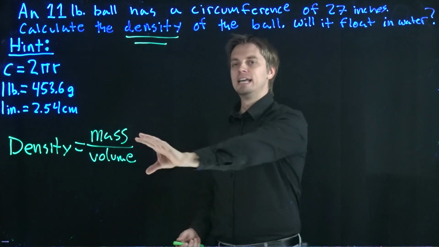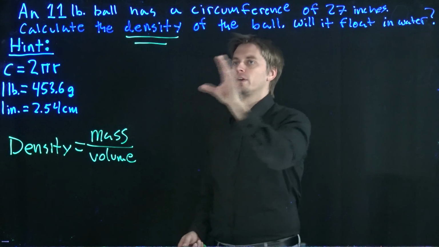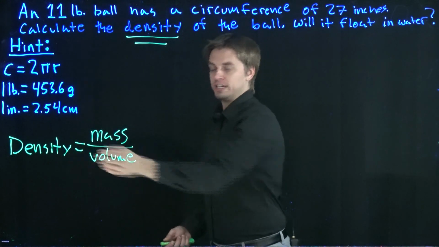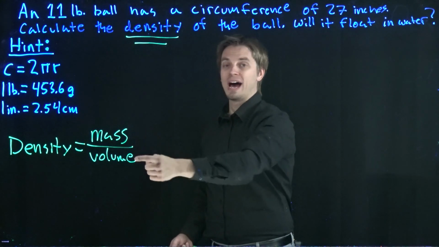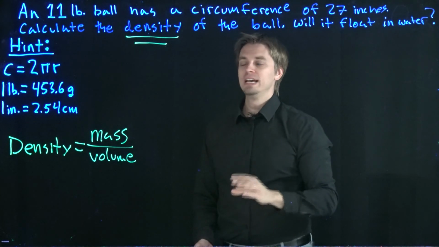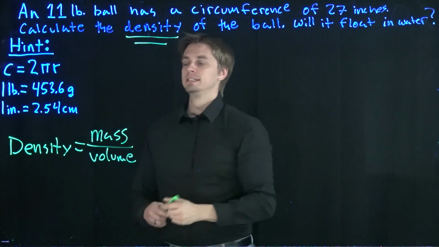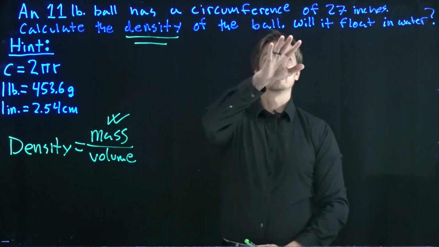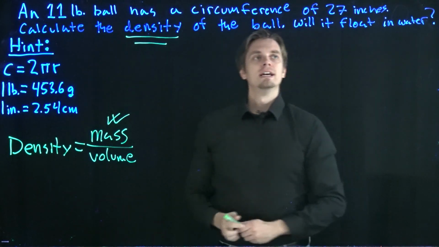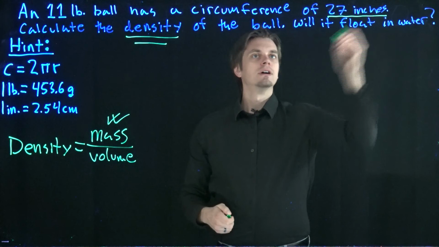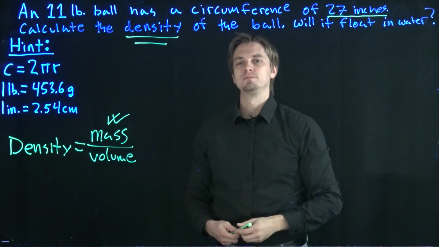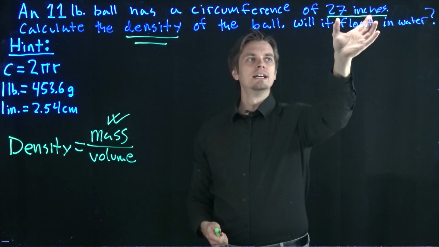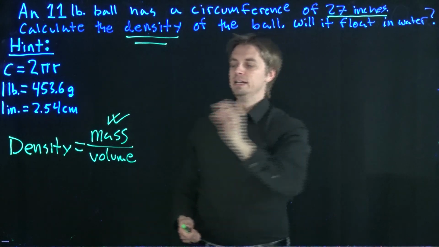Okay? Having written this down, then our task comes down to looking at what other information is given to us to figure out how we can go about solving for the density. In other words, does the problem tell us what the mass and volume of this object is? Well, the answer is not directly. The mass is 11 pounds. Okay? So we have a mass. However, the volume is not directly provided for. All we're given is this fact that we have a circumference of 27 inches. Right? So what we're going to have to do then is somehow translate this 27-inch circumference into a volume.